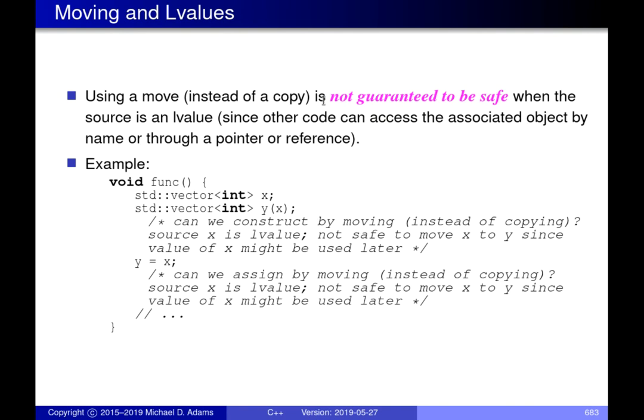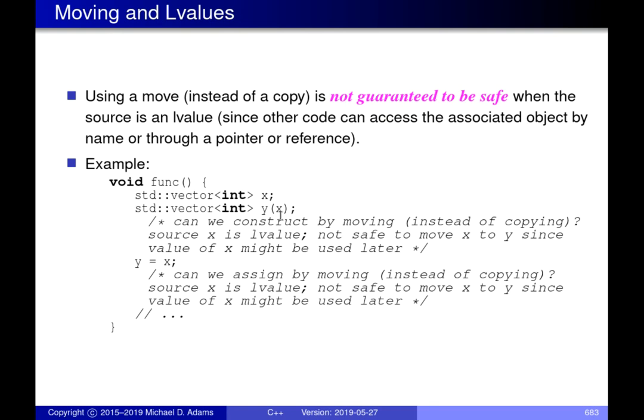Maybe to further illustrate this, I have a code example here. We have a vector of int called x, and then we're creating another vector of int called y that's being constructed from x. So this would either be using a copy or a move here, basically propagating the value from x to y. And the question becomes, would it be safe to use a move instead of a copy here?